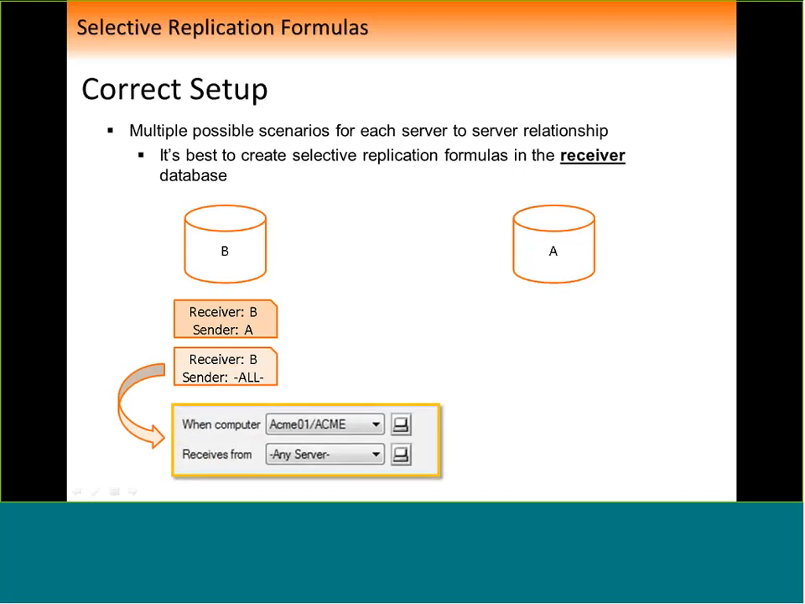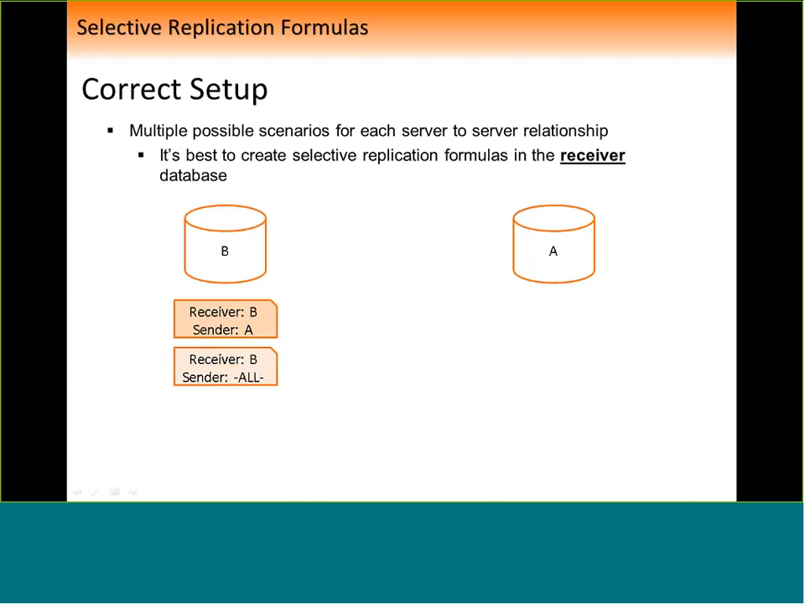So if I set up another selective replication formula, which is going to be the default selective replication formula for whatever happens when replica B receives something from somewhere, this is what I'm showing right here as the receives from says any server. We think that this general rule will always apply, but this is not true. Because if we receive something from our replica A, in this scenario, because there is a setting specifically for the A to B scenario, this is going to override the general rule, and that is something to be aware of here. So this is a correct setting up of selective replication formulas.